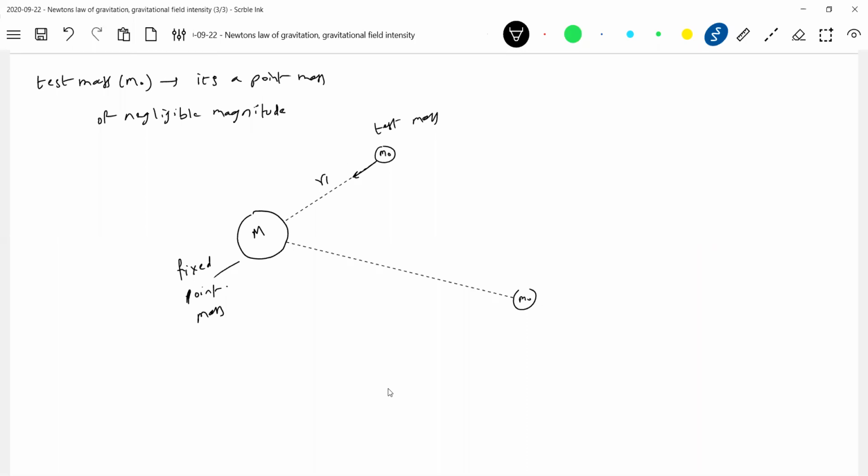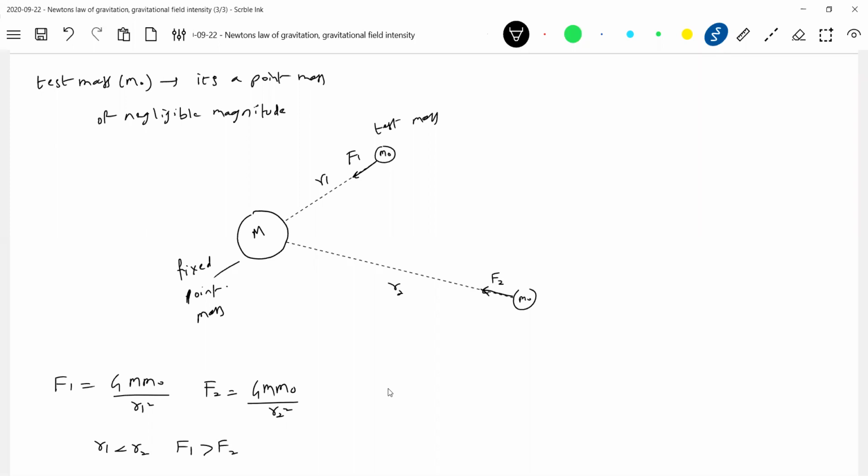Here it experiences a force F1. And when I keep the same test mass at a distance R2, it will experience a force F2. Now, what is F1? We write F1 as G m naught M by R1 square. What about F2? G m naught M by R2 square. From the diagram, it is very clear: R1 is less than R2, so F1 is greater than F2.